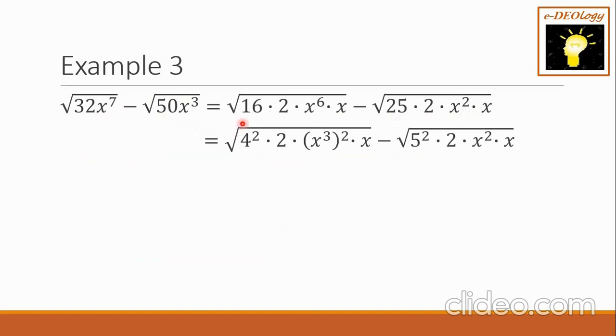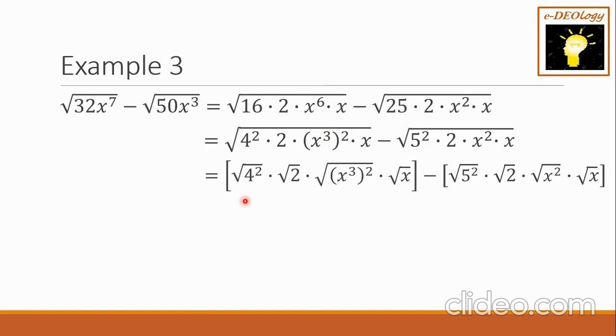And then we're going to show that this 16 is the same as 4 squared. Then I copy the 2 here. For the x raised to 6, I'm going to represent this as a value with power 2 because our index here is 2, but the value inside here must be x cubed. So checking here, if I multiply the 3 and the 2 powers, I will get back to that power 6. And then the x factor will just be copied down here. On the second radical, the 25 is now represented as 5 squared, and the rest we just copy down here.